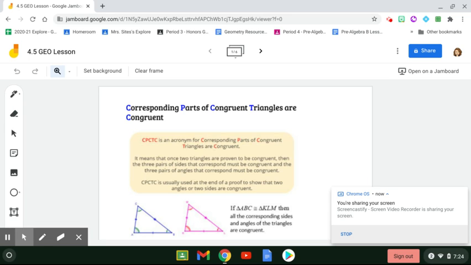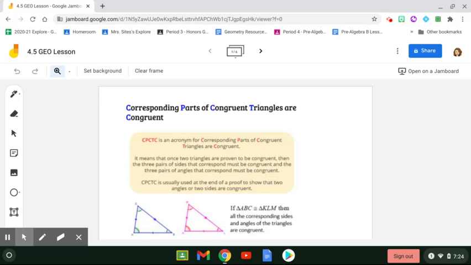Hi guys, in today's lesson, you are going to be working with corresponding parts of congruent triangles. We've learned about that before in the past, and we've learned about side-side-side, side-angle-side, all those different types of triangle congruence theorems. But what we're basically going to be doing today is expanding upon that and being able to put some proof with that.